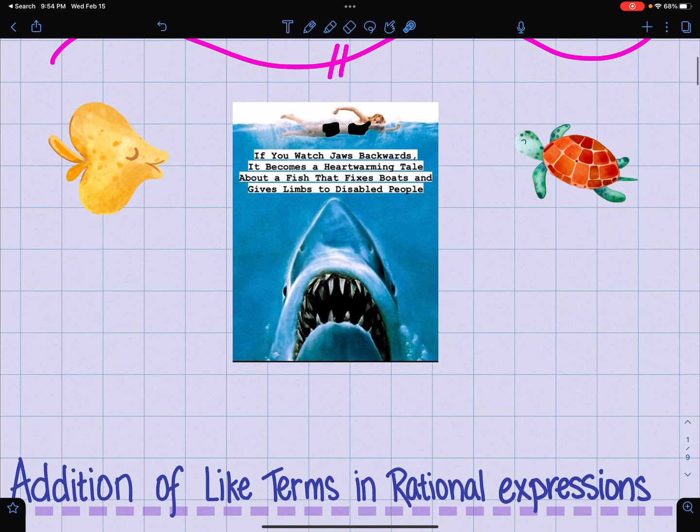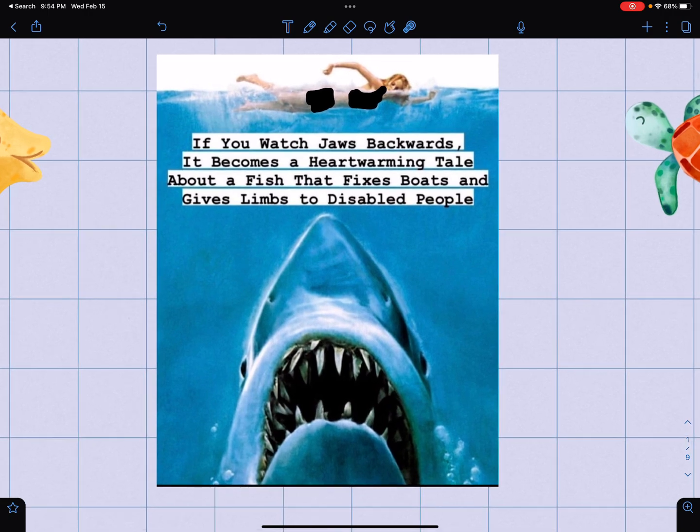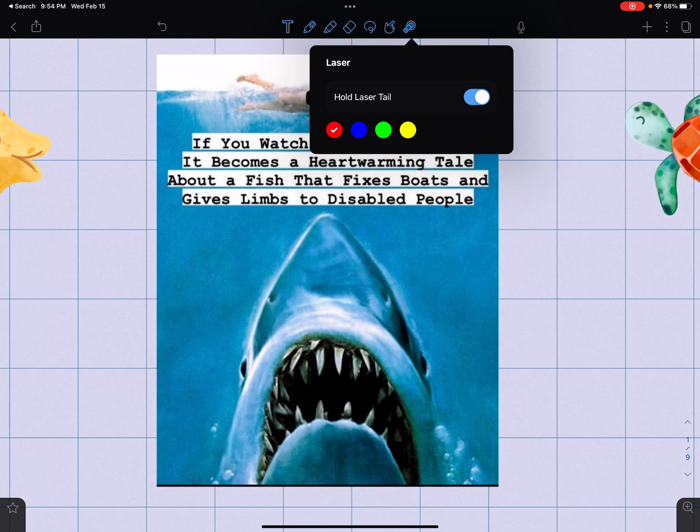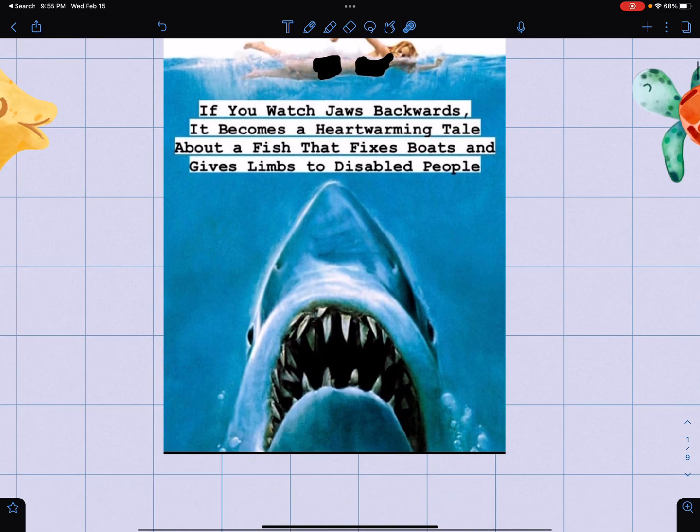So this is the second time I started recording this video because I zoomed in to show you this little cartoon and realized that I don't think this lady was wearing a very modest swimsuit in the original picture. But I still thought it was kind of funny, so I still kind of liked it. So I just put a swimsuit on her. I drew that. All right, so if you watch Jaws backwards, it becomes a heartwarming tale about a fish that fixes boats and gives limbs to disabled people. I thought that was kind of funny. Anyway, I thought that was pretty funny.